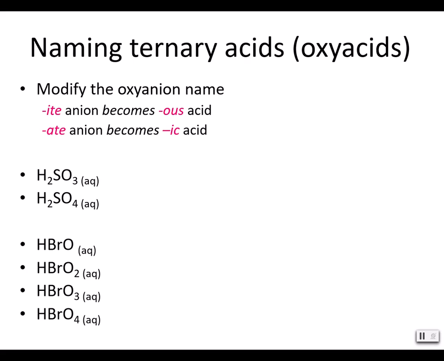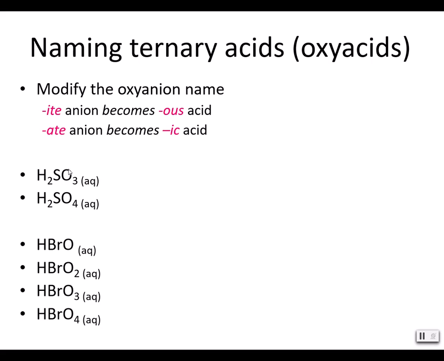Now let's talk about how to name the second flavor of acids we talk about in this course, which is oxyacids or ternary acids. Ternary acids, because in ternary acids you have three different kinds of elements. Oxyacids, because in those ternary acids you primarily have oxygen.